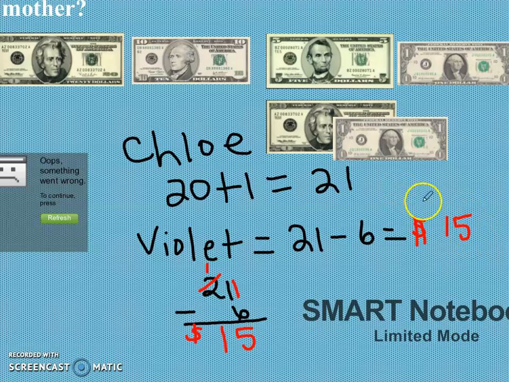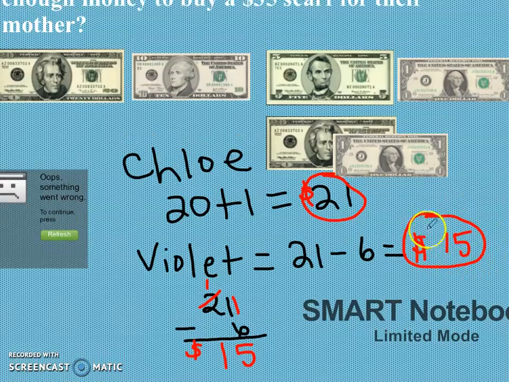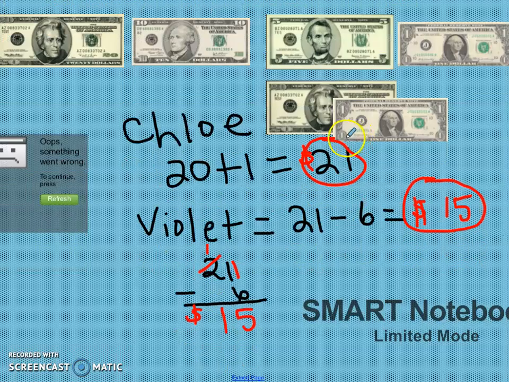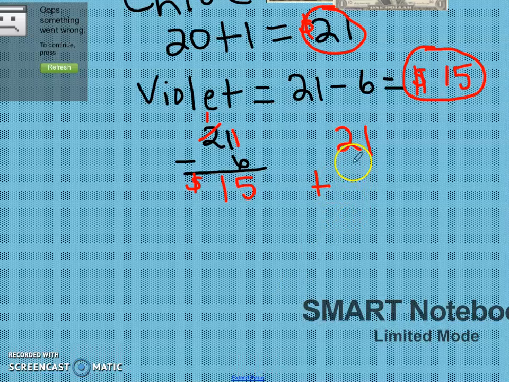Okay, so now I know how much Chloe has. Chloe has $21. And now I know how much Violet has. Violet has $15. But the problem says, do they have enough money to buy a scarf for $35? So now I have to add Chloe's money, which is $21, plus Violet's money, which is $15, to see if they have enough money to buy the scarf.